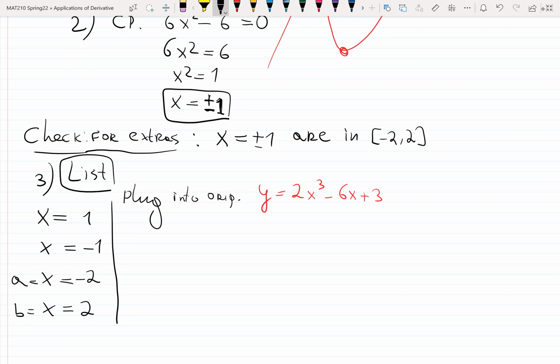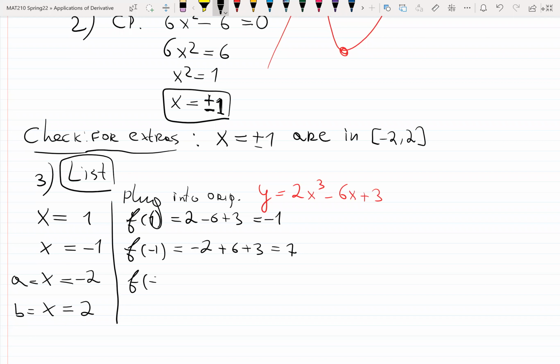Let's see. When I plug in 1, f at 1 is 2 minus 6 plus 3. 5 minus 6 is minus 1. When I plug in minus 1, it will be minus 2 plus 6 plus 3. You can use a calculator, but don't forget to put parentheses for the cubic function. That will be 7.